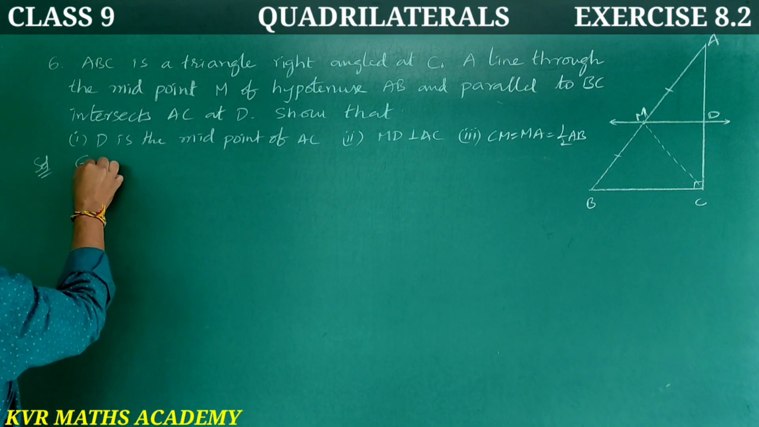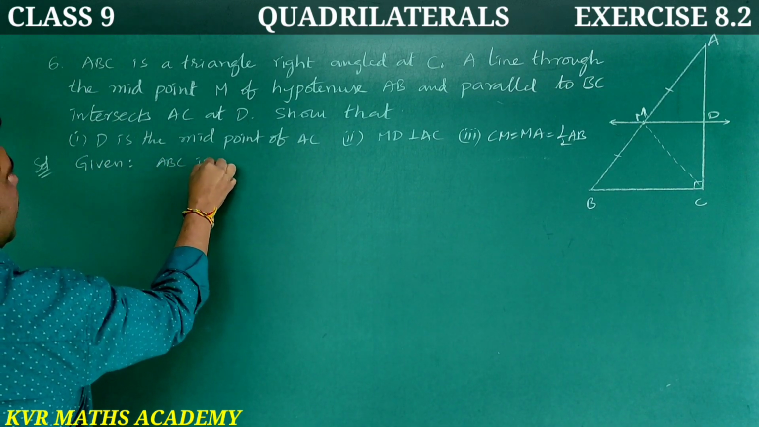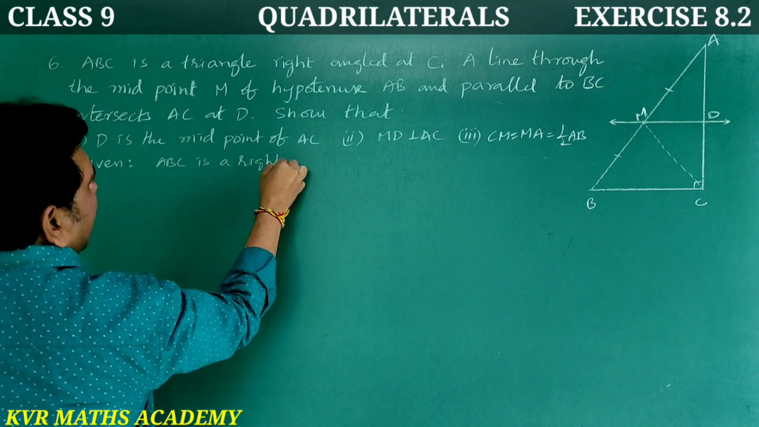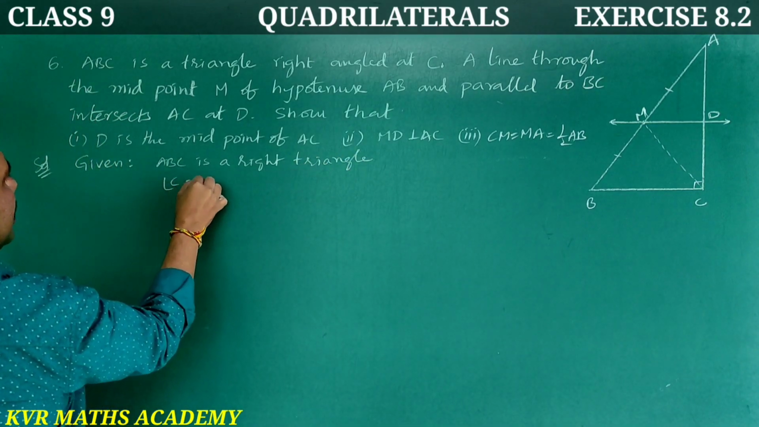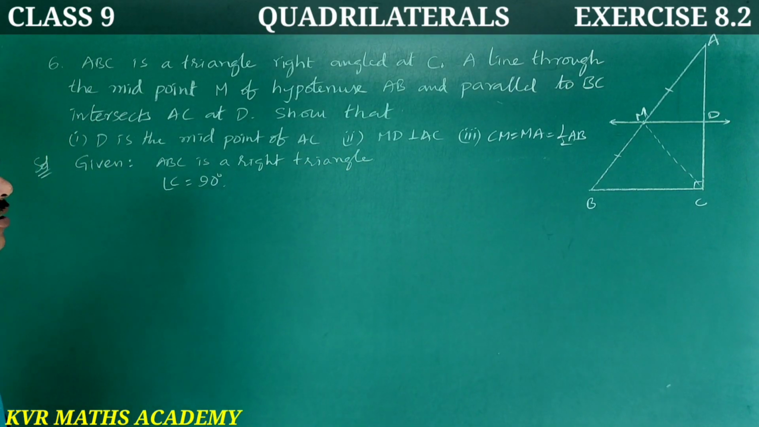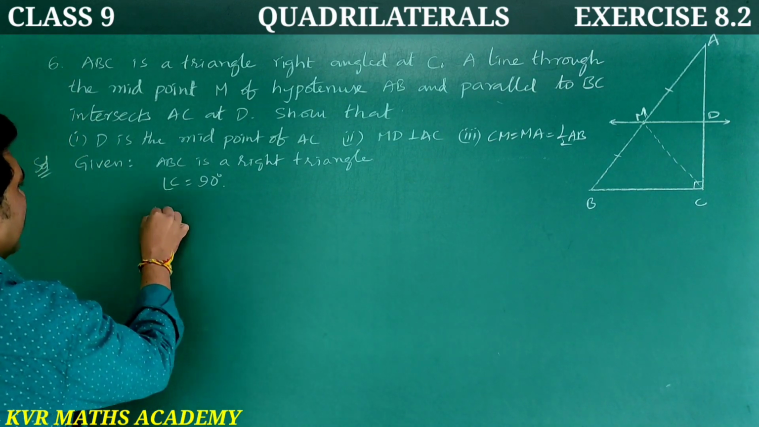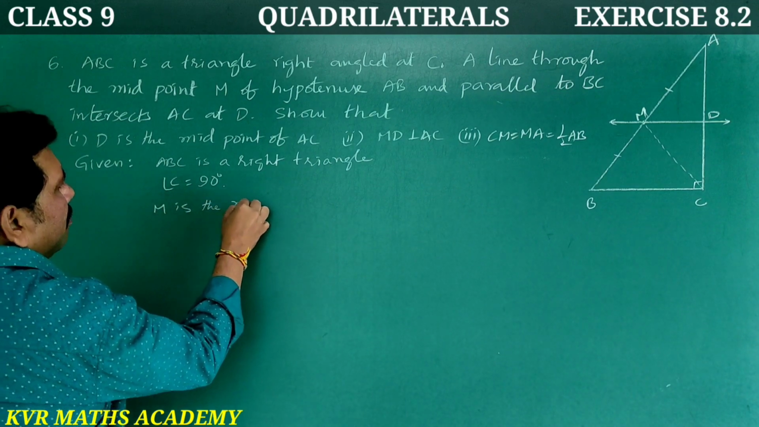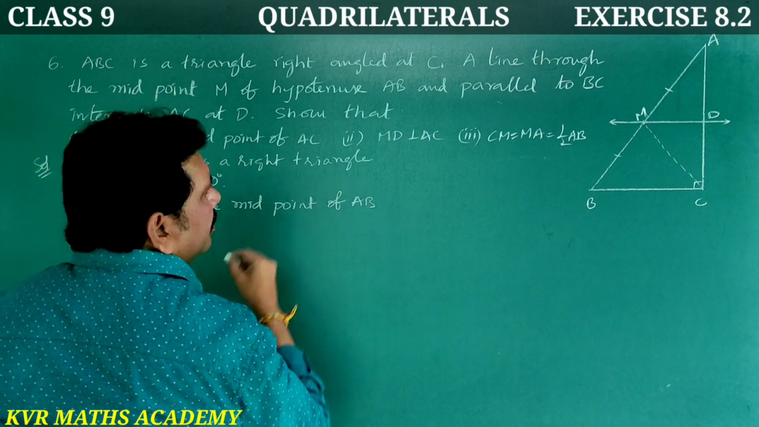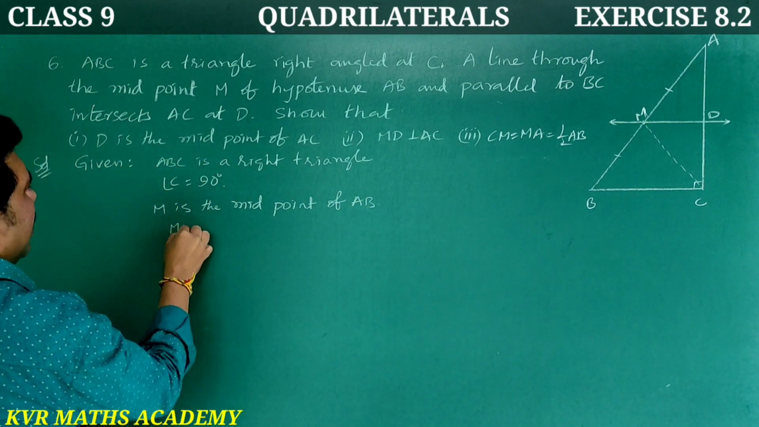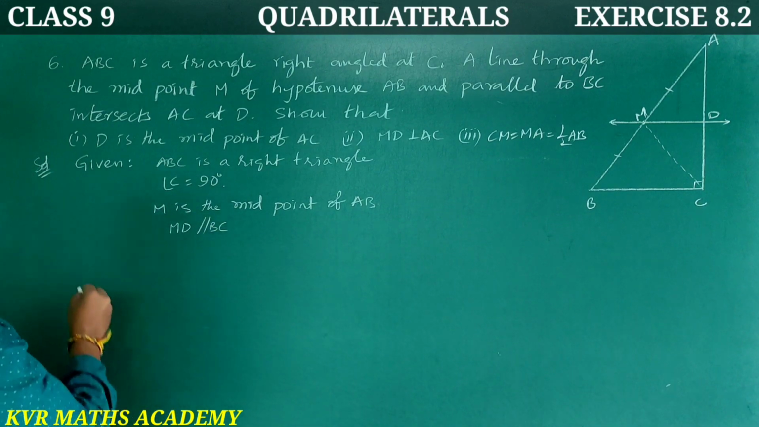Solution is given. What has given? ABC is a right triangle. Angle C is equal to 90 degrees. Next, M is the midpoint of AB. And MD is parallel to BC.